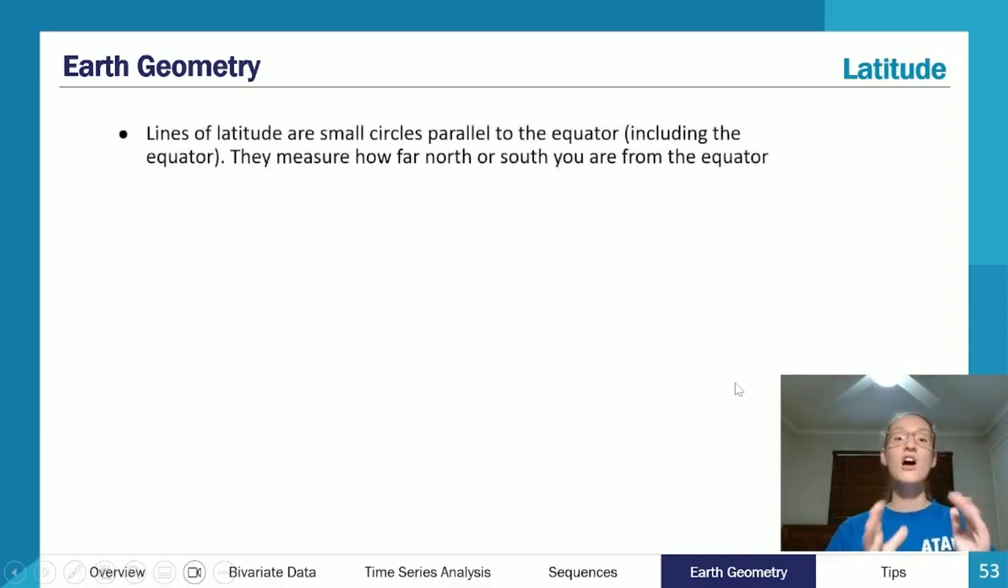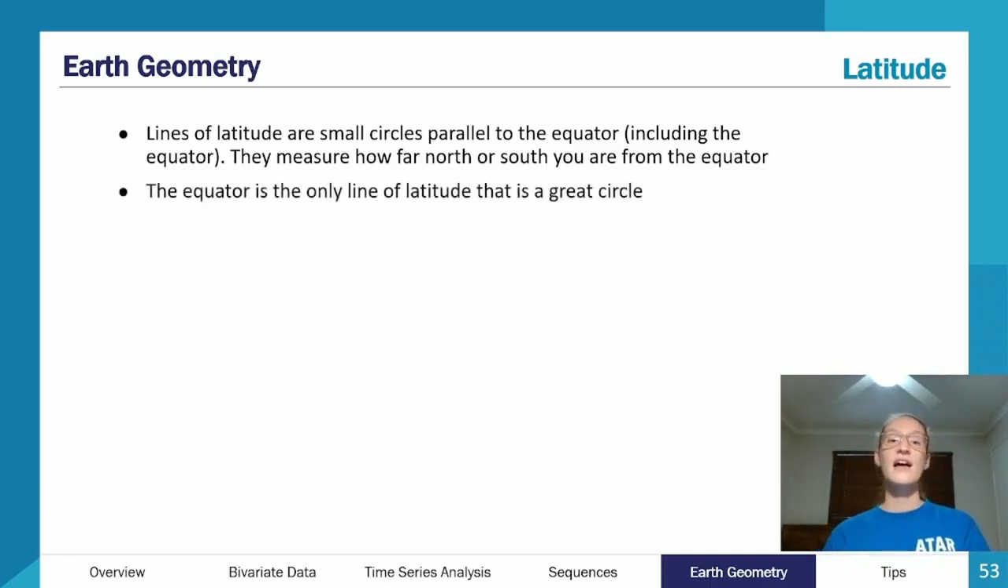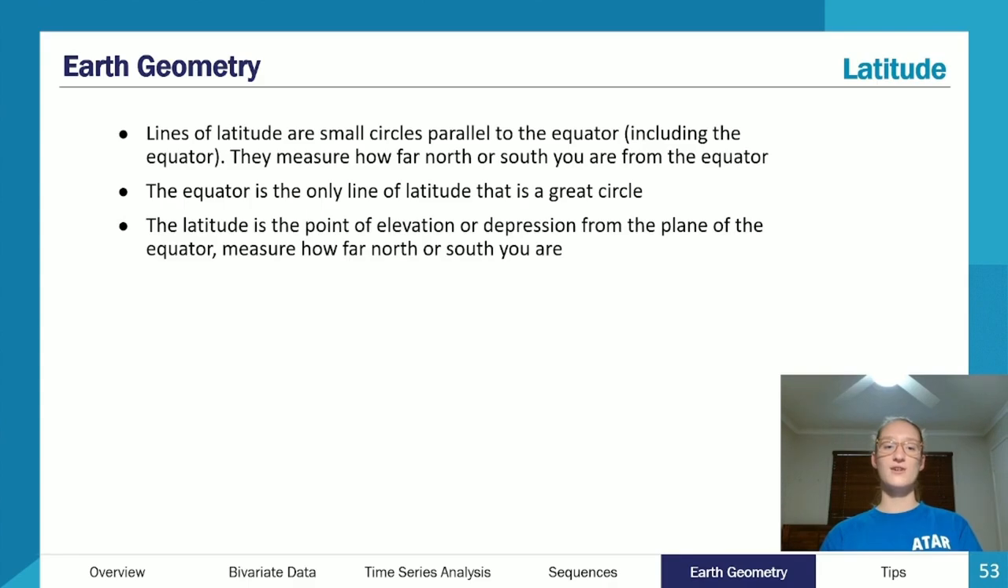So lines of latitude are small circles parallel to the equator, and the equator is also kind of like a line of latitude. If we're talking about the only latitude circle that's a great circle, that's the equator. The rest of our latitudes are all small circles. So again, latitude, we're thinking how far north or south. Latitude is always north and south. And the equator, again, is the only line of latitude that's a great circle.